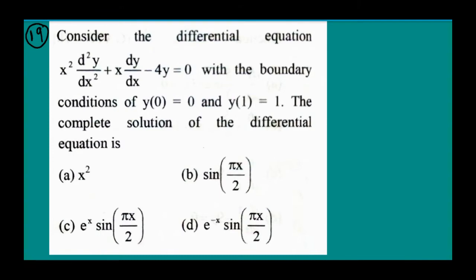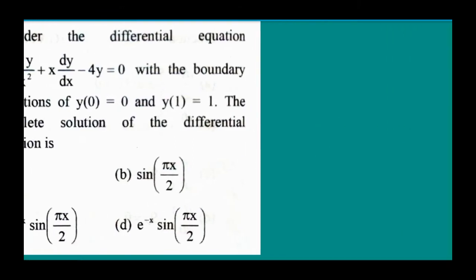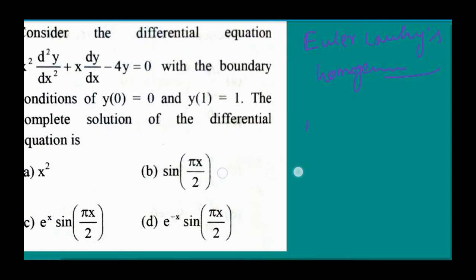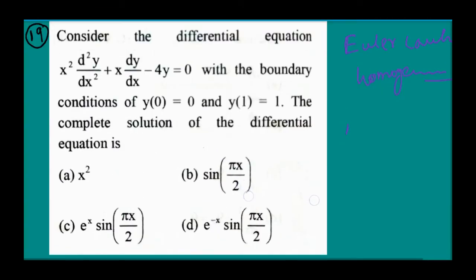Euler-Cauchy homogeneous linear equation. I have told that from each section I will do one problem. This is from the Euler-Cauchy homogeneous differential equation. And what do we have to do here? First we have to take x is equal to e to the power z.